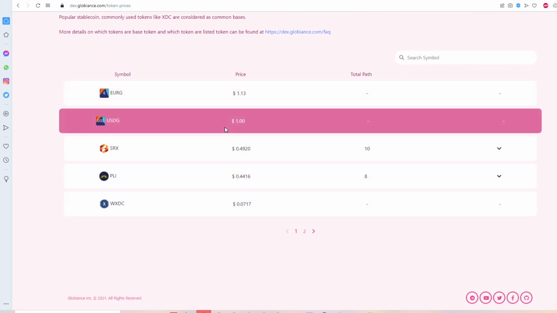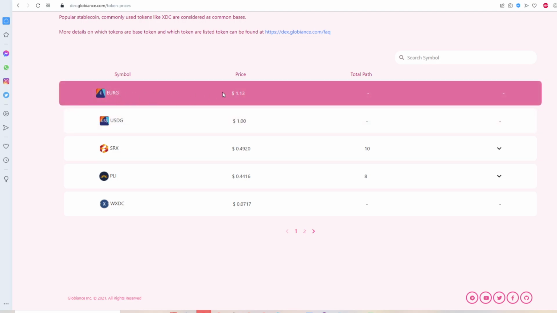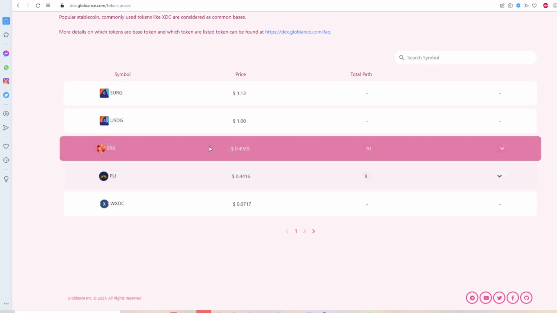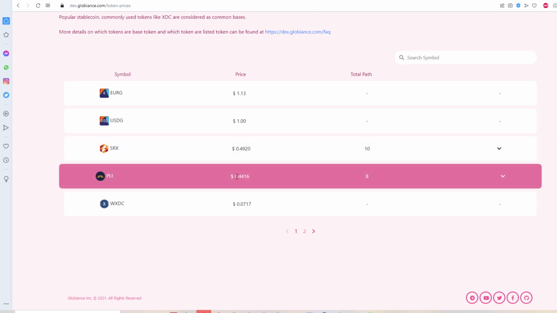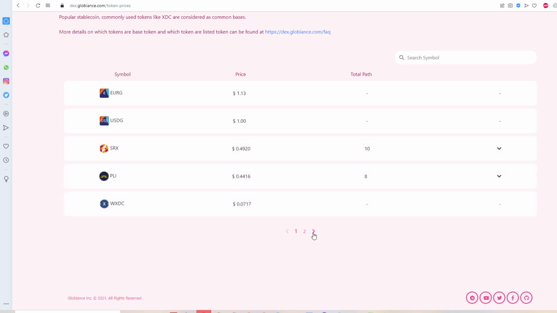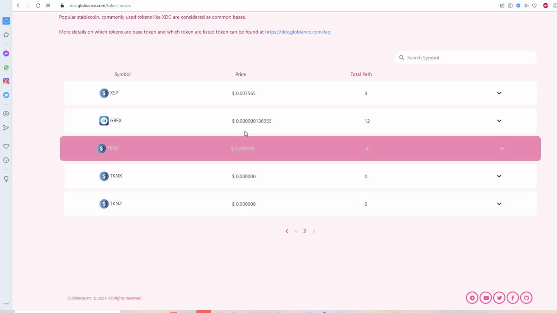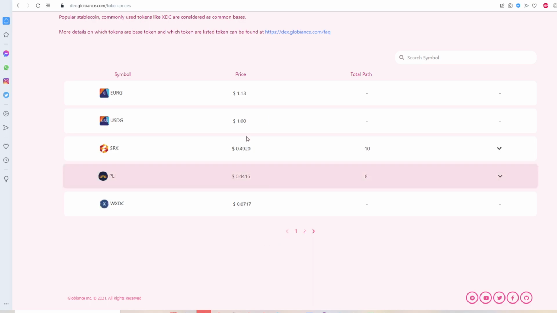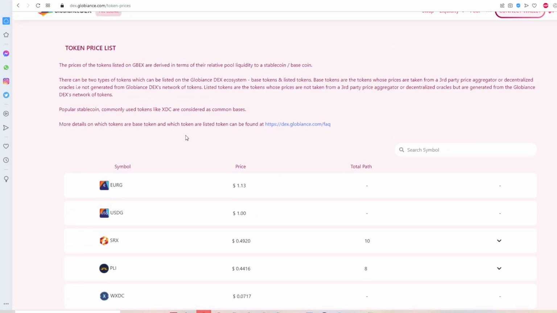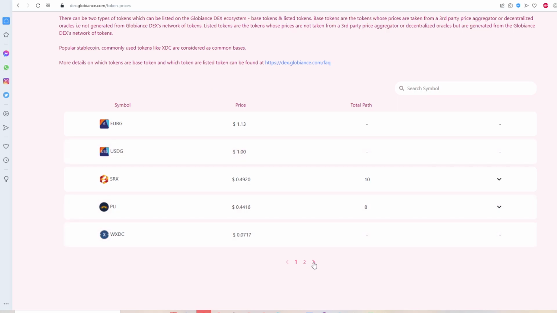So you can see here, USDG logically is $1, USG is currently 1.13, SAX 49 cents, PLI 44 cents, and then here's also GBEX. I don't know what that is, some others. So you can use that if you want to get a short idea of the current average price on the DEX. You can just go to token-prices and you get that.